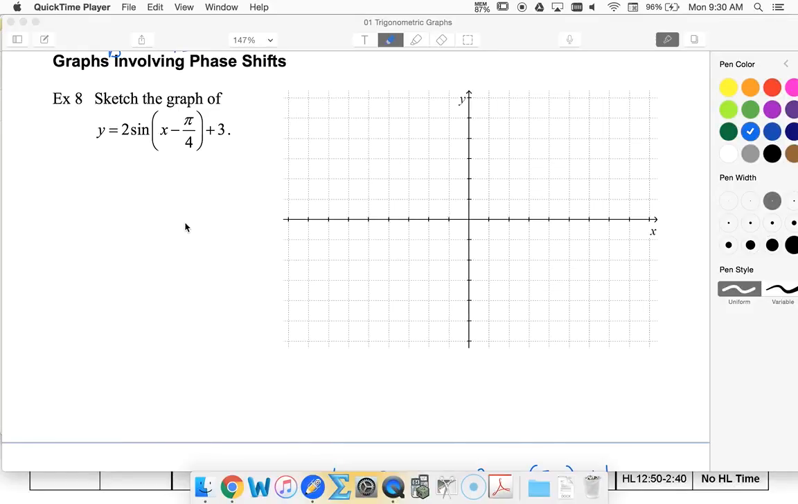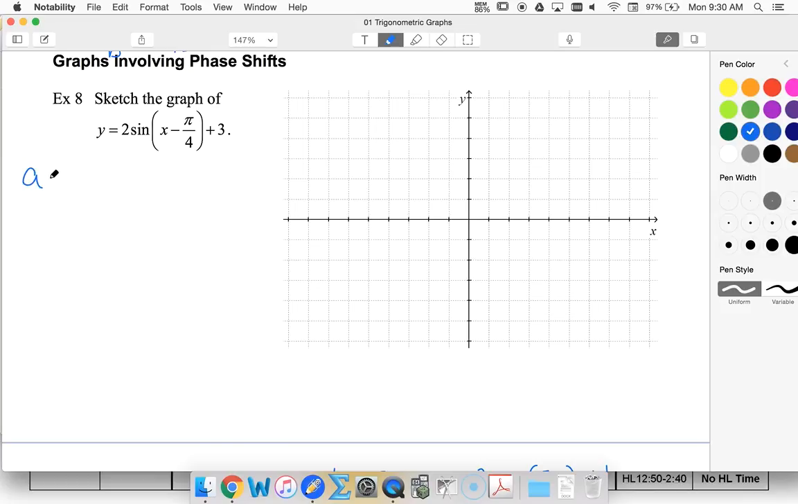All right, so in this graph, we're looking at sketching sine, but this time we have a c value in here. So we're shifting our graph, and we're going to shift to the right by pi over 4. So always opposite of what's in the sine. So opposite sign we think about inside the parentheses.